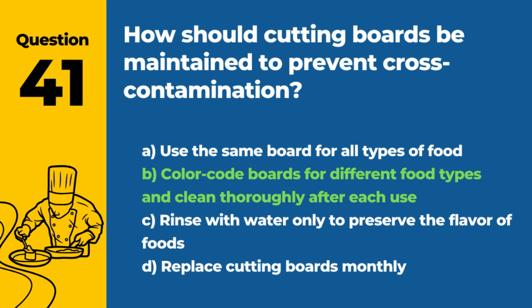Answer. B. Color code boards for different food types and clean thoroughly after each use. To prevent cross-contamination, cutting boards should be color-coded for different types of food. For example, separate boards for raw meats and vegetables, and they should be cleaned thoroughly after each use.